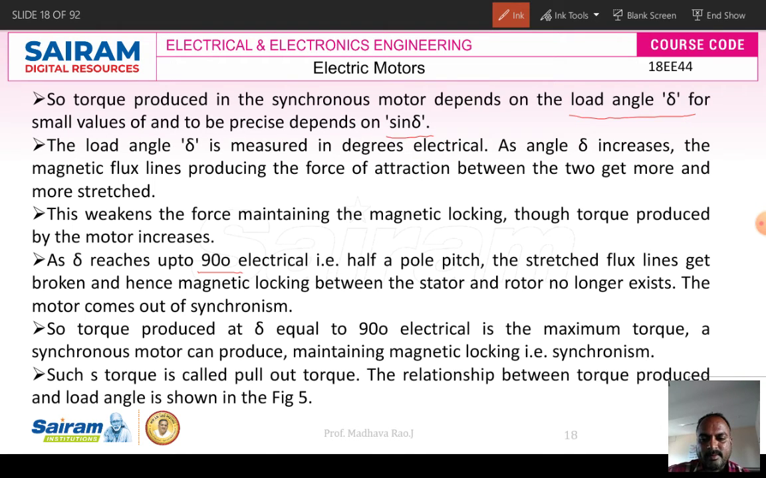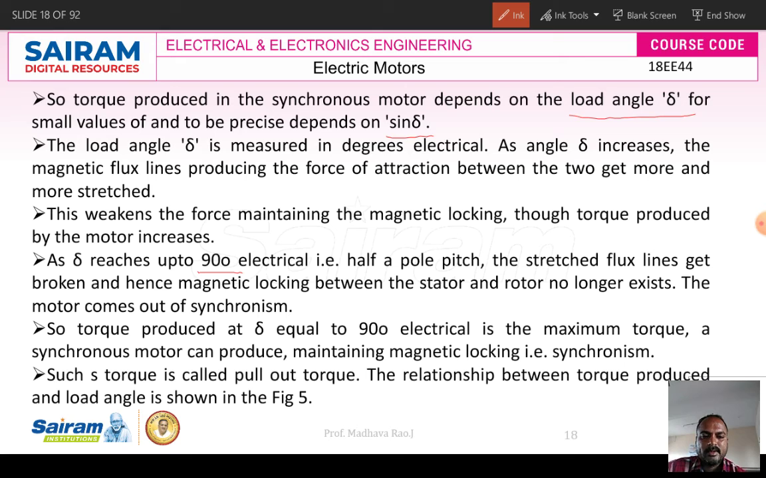Coming out of synchronism means the speed will vary, though not by much, fractionally, about 1 to 5 rpm. The torque produced at delta equal to 90 degrees is the maximum torque that a synchronous motor can produce while maintaining the magnetic locking. Such torque is called pull out torque.